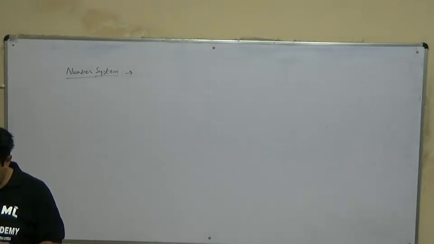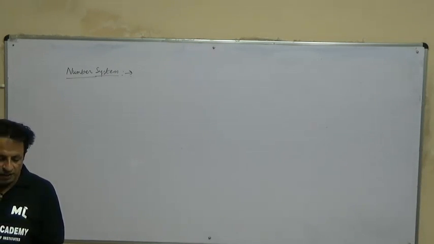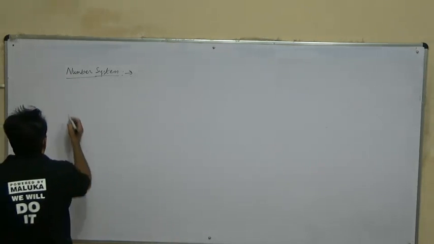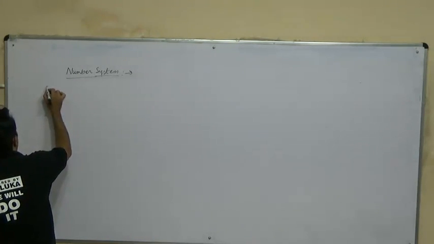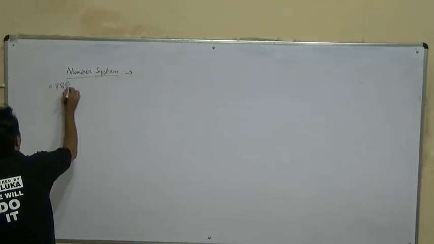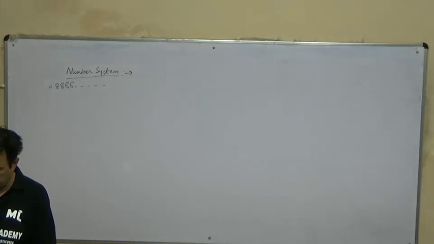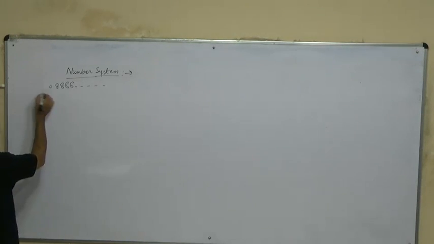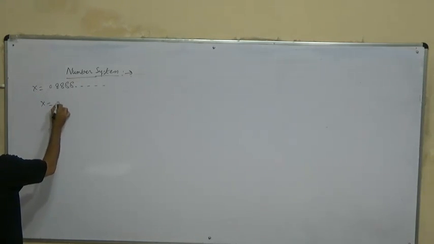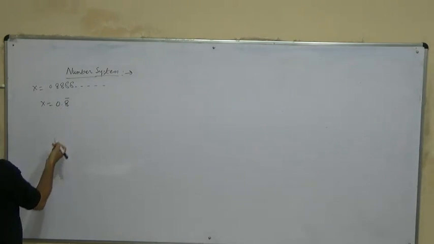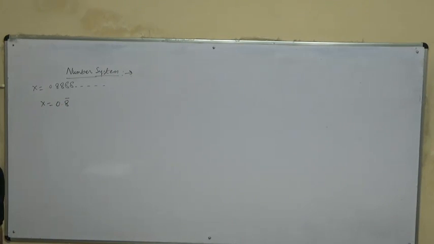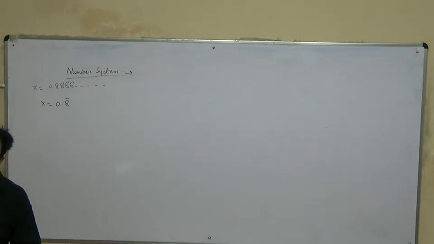Then next we change the numbers to P upon Q form. Express the numbers in P upon Q form. So we are given the number 0.8888 and so on. We have to convert it into the P upon Q form. Let x be equal to this, x is equal to 0.8 bar. Now this is the recurring number. We have to convert it into P upon Q form.